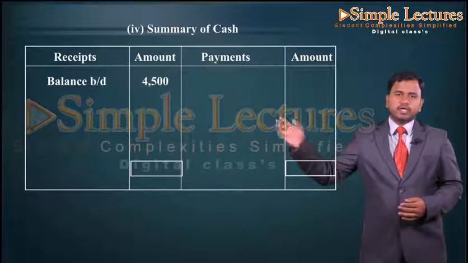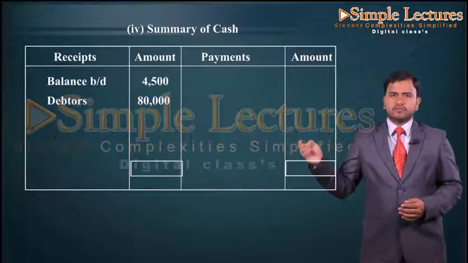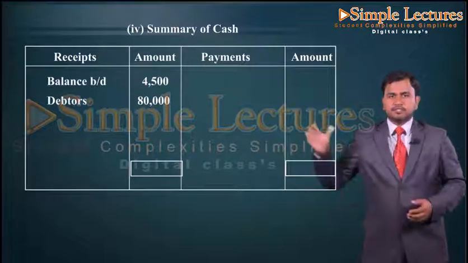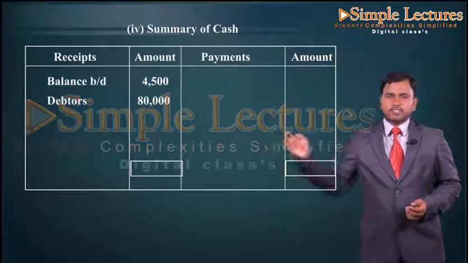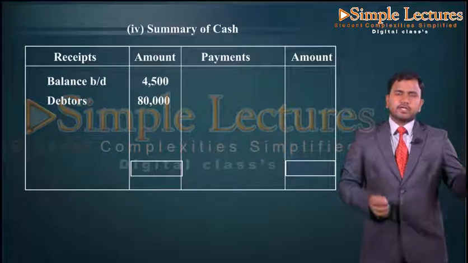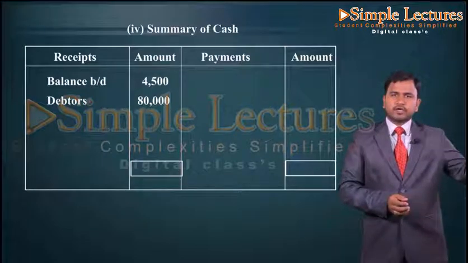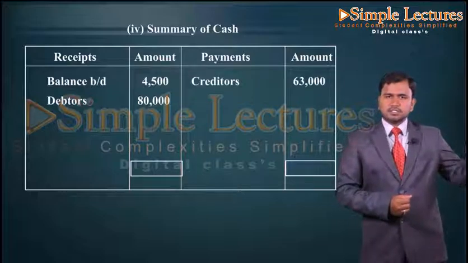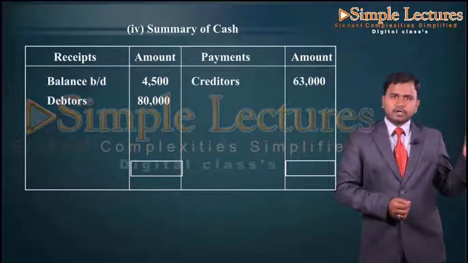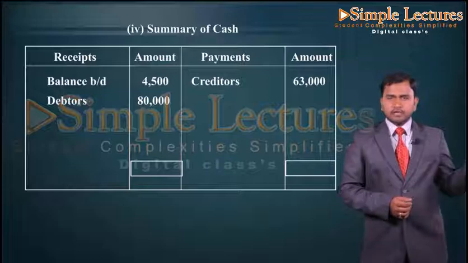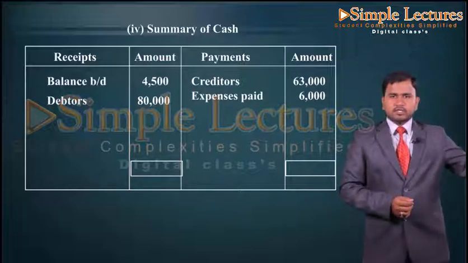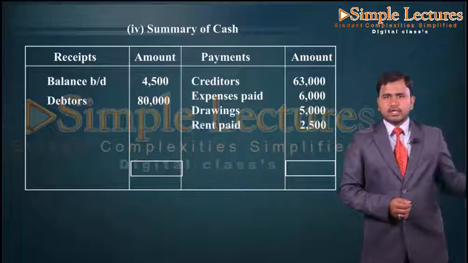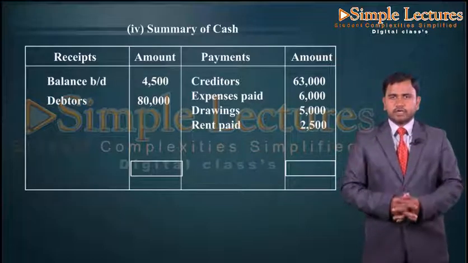4,500. Then we have debtors 80,000, where the payment was received from debtors. It is a receipt, so it will be in the debit side, debtors 80,000. Then coming to the credit side, here we are going to record the payments, where the payment was made to creditors 63,000. So the entry creditors 63,000. Then we have expenses paid 6,000 and then we have drawings 5,000, rent paid 2,500.